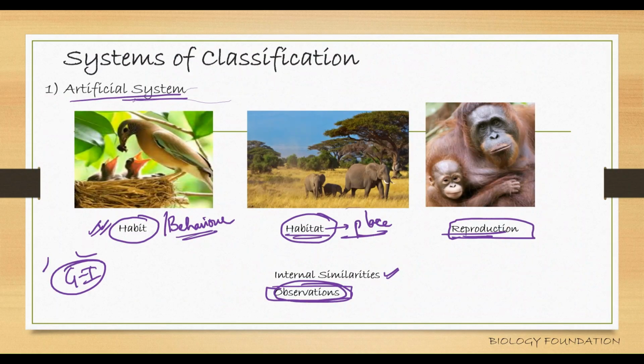Now, systems of classification are of two types: artificial system and natural system. Natural system is what I'll talk about in the next class. Today, I have discussed about artificial system of classification. In this system of classification, basically, we classify organisms based on their habitat, based on the behavior that they show, the type of reproduction, and observable characteristics.